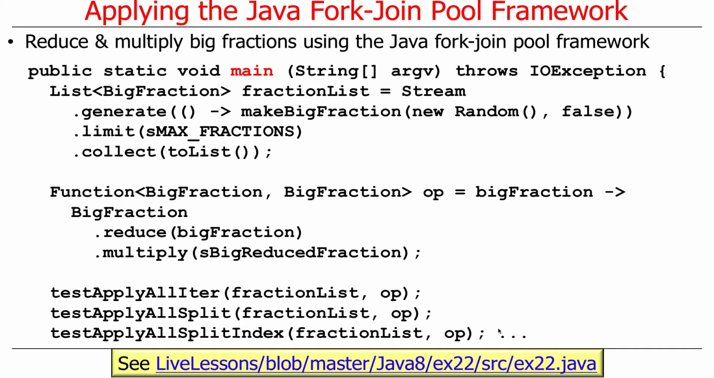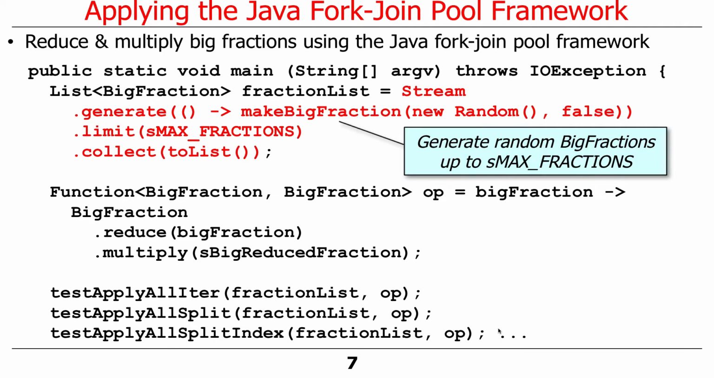We'll talk about that. Here's the main program. So what we have here is a main program that will make a stream of big fractions, and we'll make up to 30 of them, because max fractions is set to 30 for this case. So we make 30 random fractions. These are rather large. We collect them into a list, so we have a list of fractions.